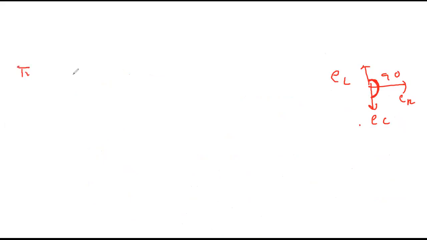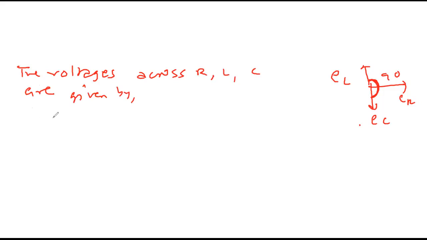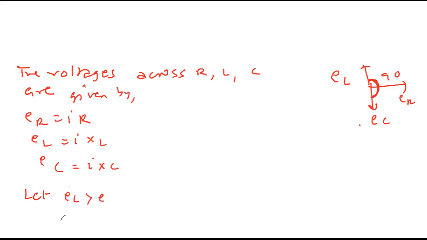The voltages across R, L, C are given by ER equals IR, EL equals I XL and EC equals I XC. Let me assume suppose the voltage across the inductor is more. Let EL be greater than EC. I do not know, I assumed it like this.